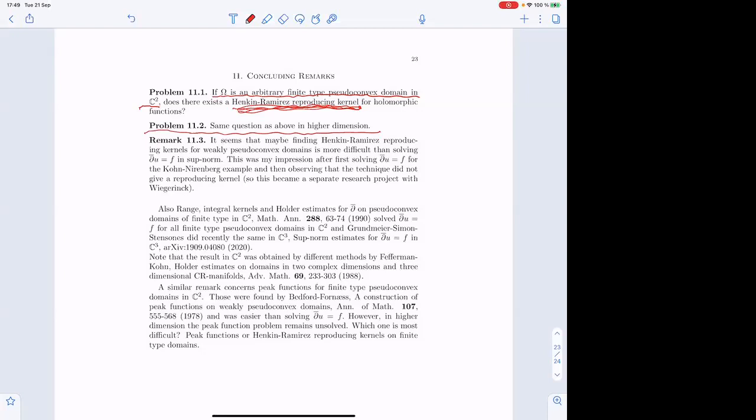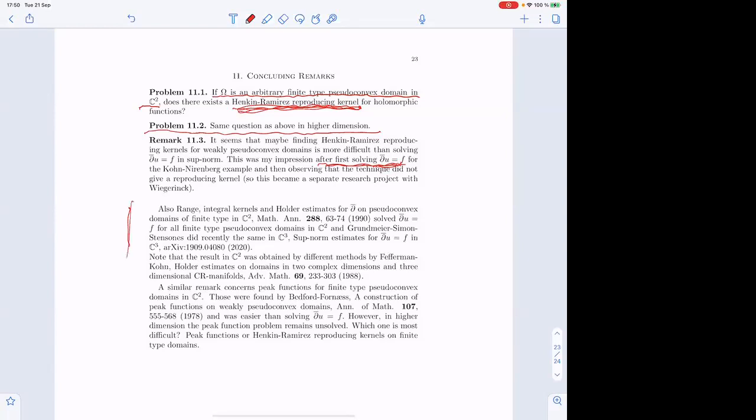So it seems to me what happened is that you can solve d-bar, which was done by Range and ourselves in a very small, simple case, and finding the Henkin-Ramirez reproducing kernel for the Range-Nirenberg example was, I thought, more difficult. So that is a curiosity maybe. Is solving d-bar easier than finding Henkin-Ramirez reproducing kernels? Because historically it was the other way around. You did Henkin-Ramirez kernels first as a building block for d-bar. Anyway, I'm out of time.